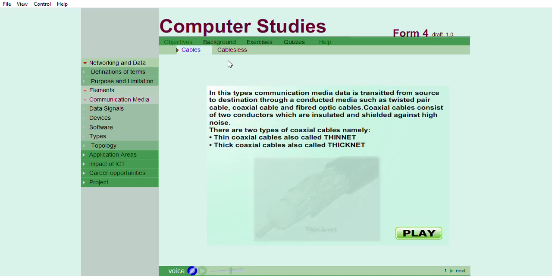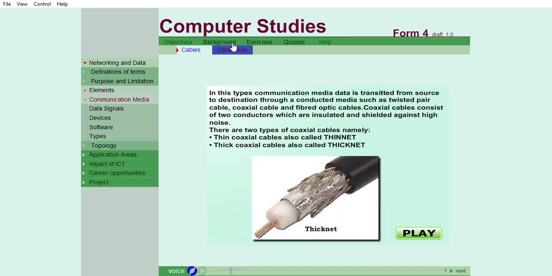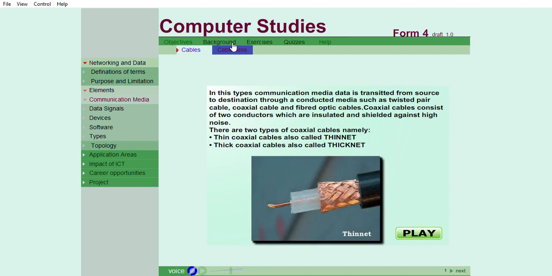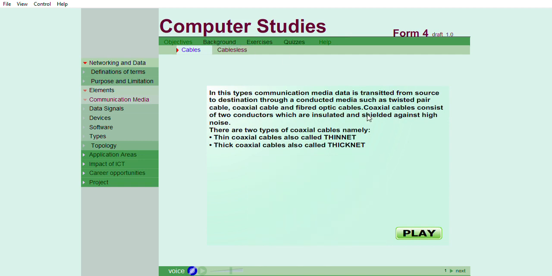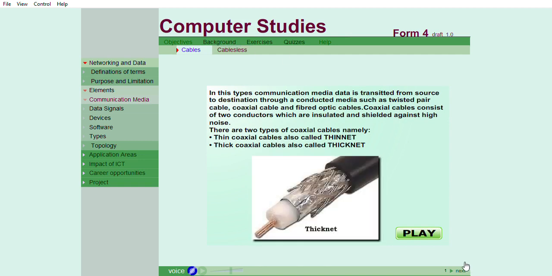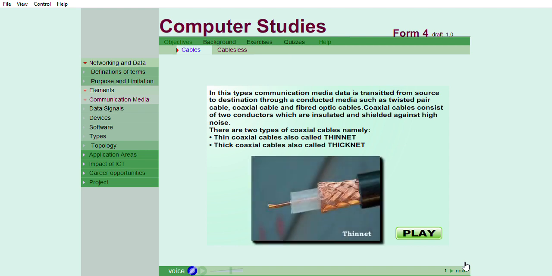In this type of communication, data is transmitted from source to destination through a conducted medium such as twisted pair cable, coaxial cable, and fiber optic cables.